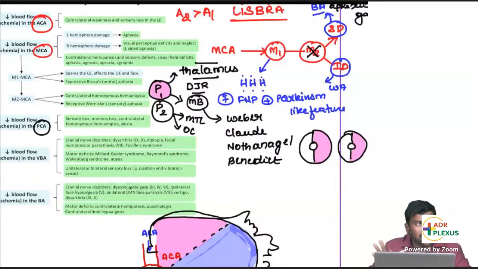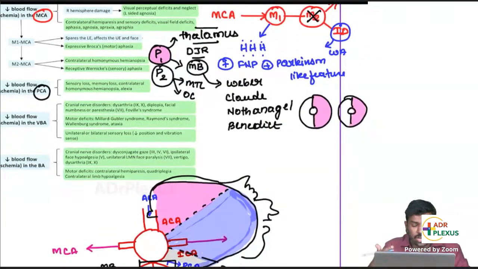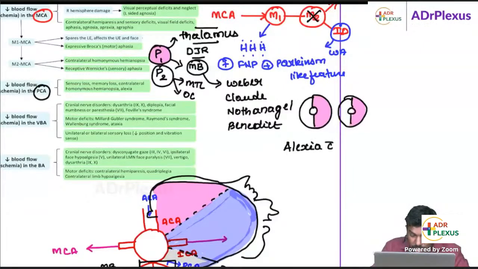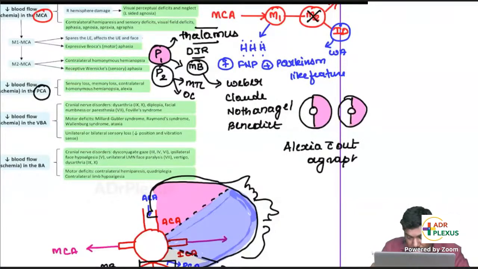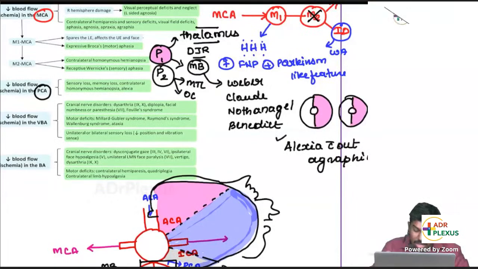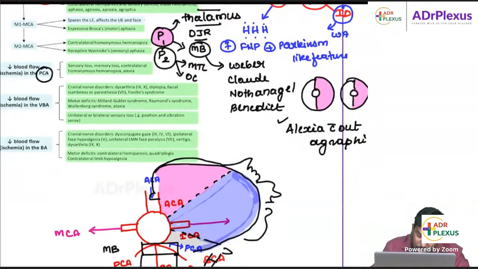And one more thing is here. What is this which is going to differentiate this from a parietal lobe condition when P2 is getting involved? Alexia without agraphia, right? Alexia without agraphia.